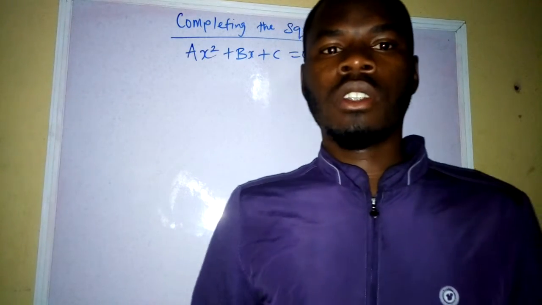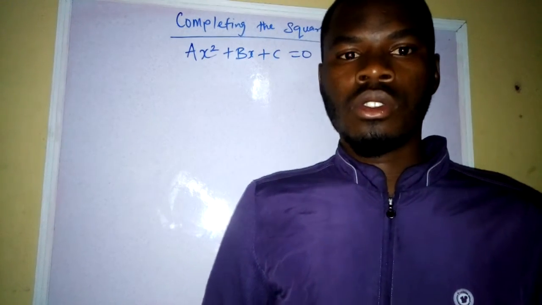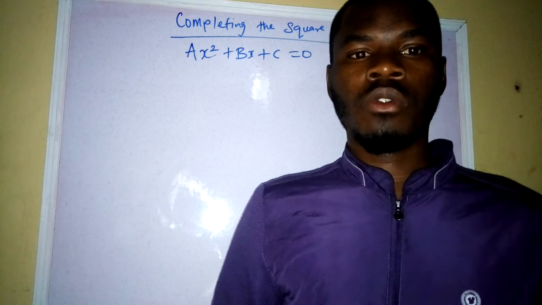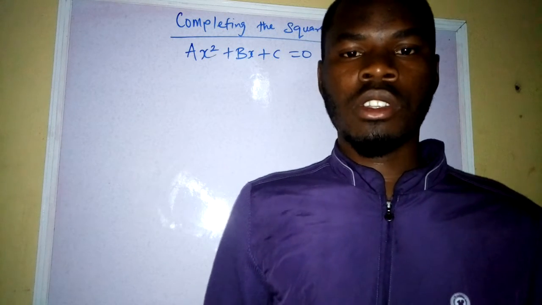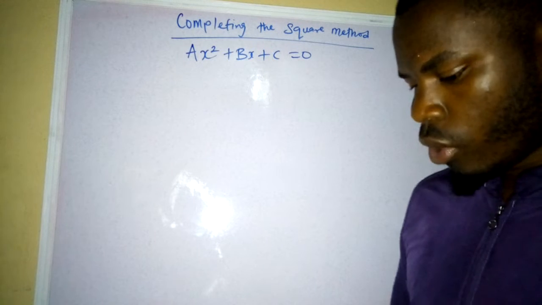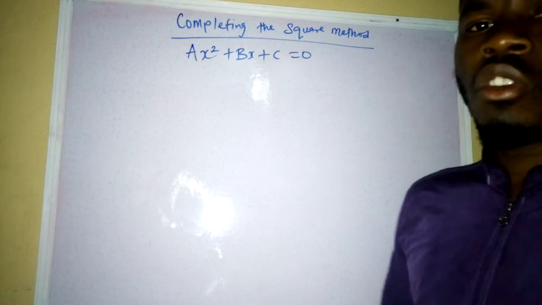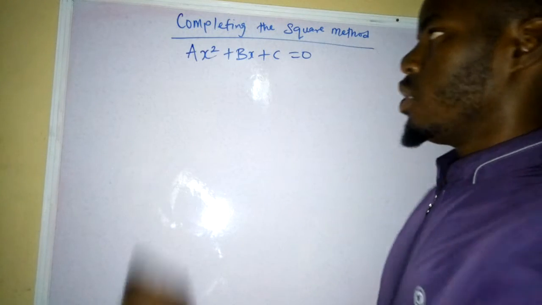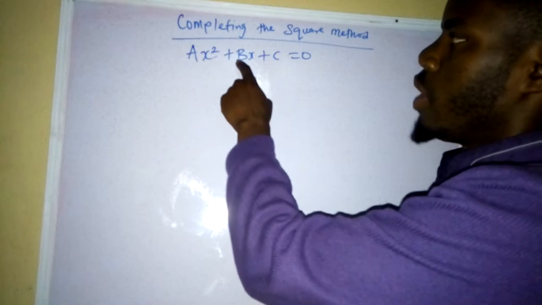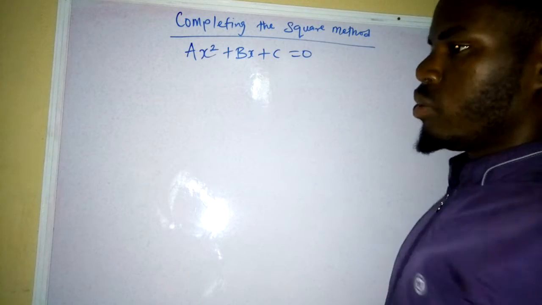Welcome to e-lecture online. Today we shall be talking about how to solve quadratic equations using the completing the square method. Recall that the general form of a quadratic equation is ax squared plus bx plus c equals 0.